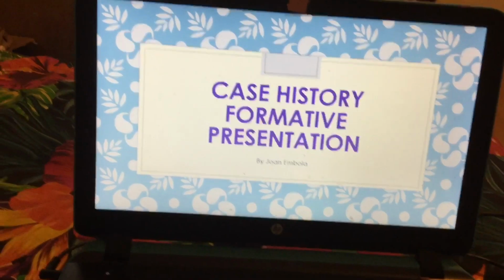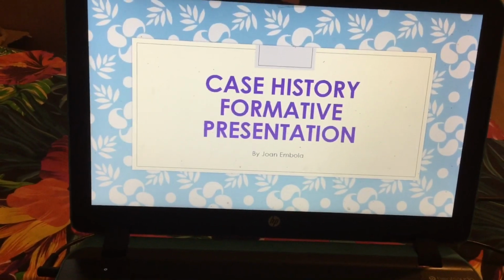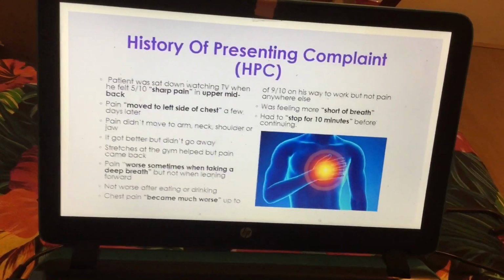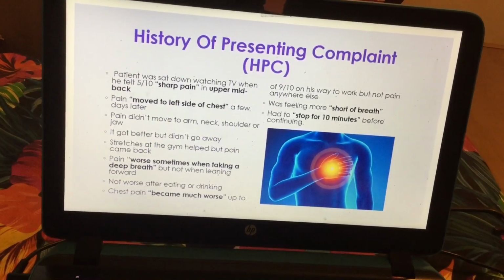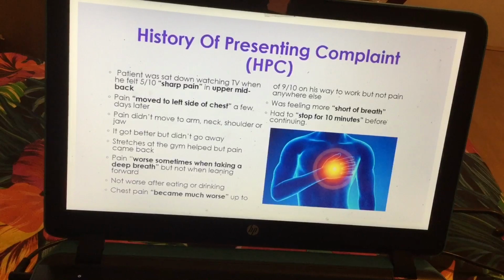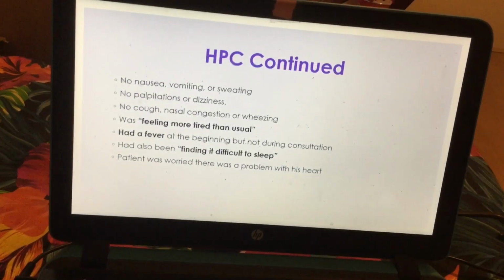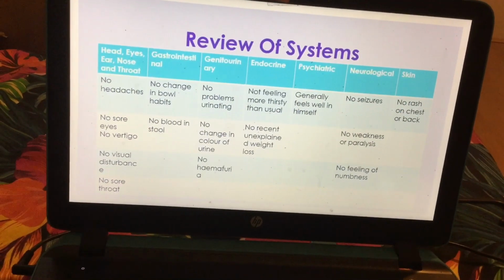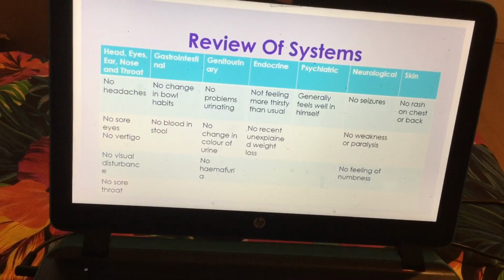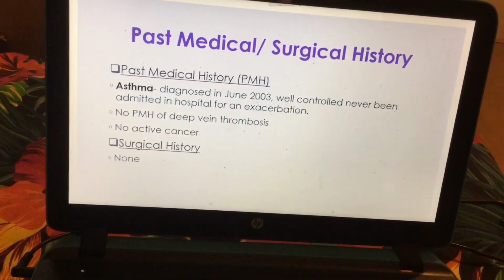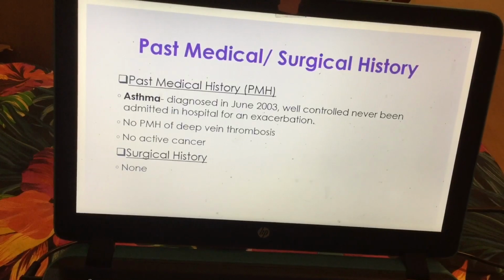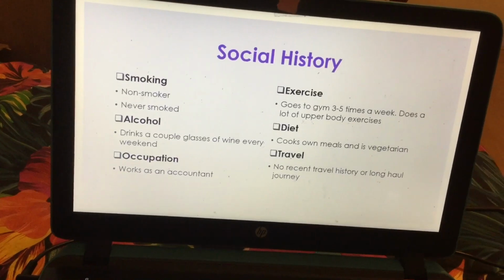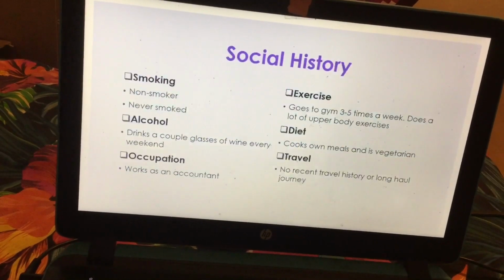So this is my case history presentation. I'm just gonna flip through it so you guys can see. It was a patient who came in with a 10-day history of chest pain. That's the history of presenting complaint, which just means taking a history, getting more detail about the pain. And then that's continued. Review of systems is where you do a quick review of all the different systems just to make sure that there are not other concerning symptoms. And there's past medical history and surgical history, drug history and allergies, family history, social history. And so that's the history taking part.